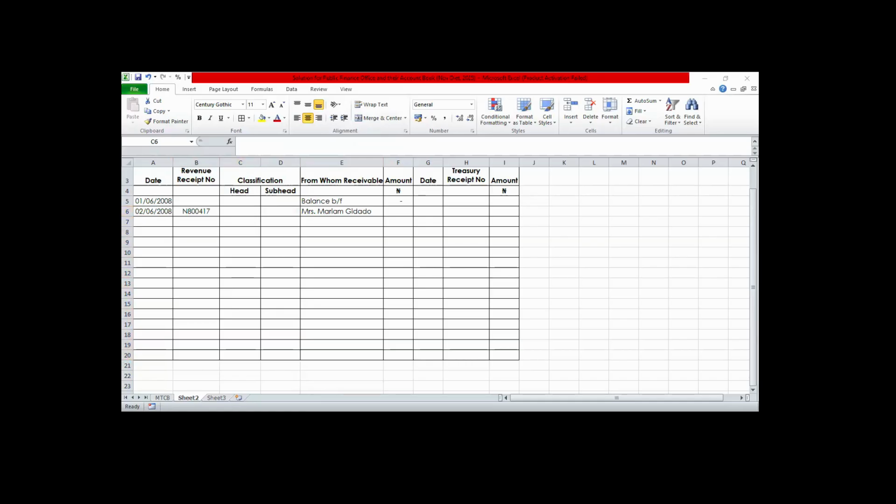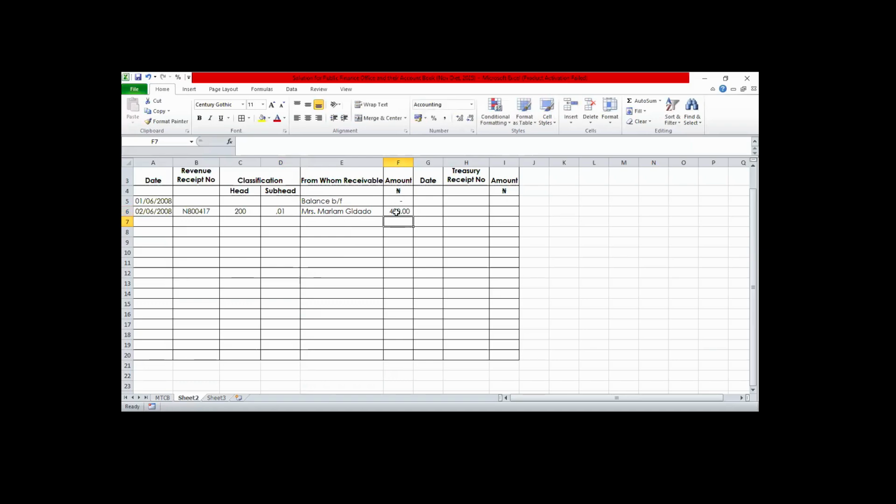Which means all the money is under the head of 200. Which subhead relates to what Mrs. Miriam Gidado paid for? She paid for declaration of age. What is the subhead for declaration of age? 01. Can you see it? How much does Mrs. Miriam Gidado pay? 400 naira.